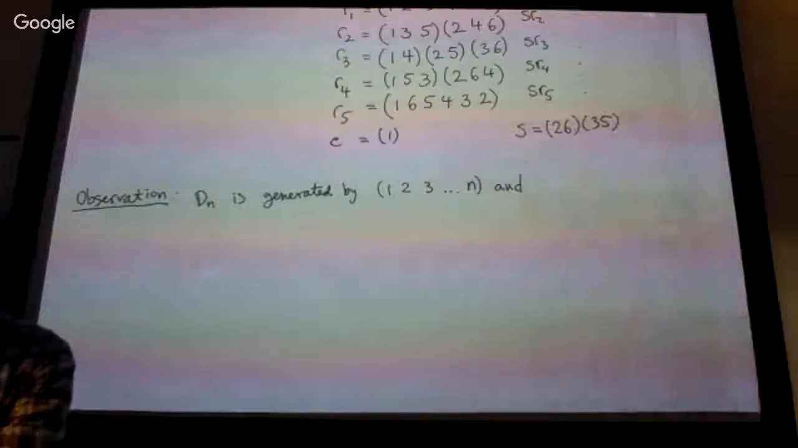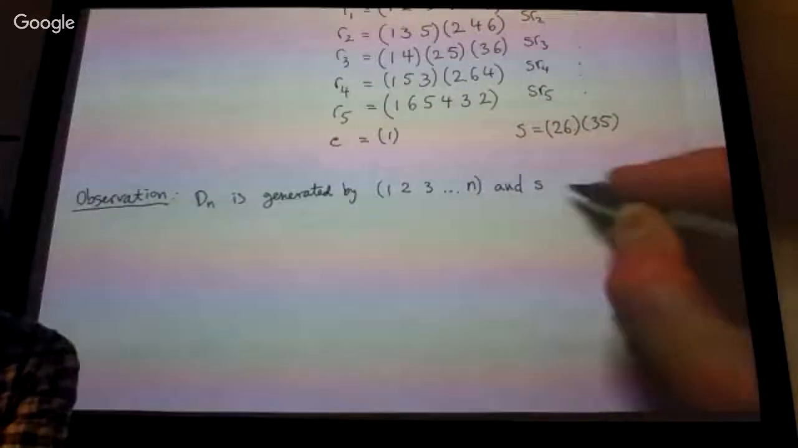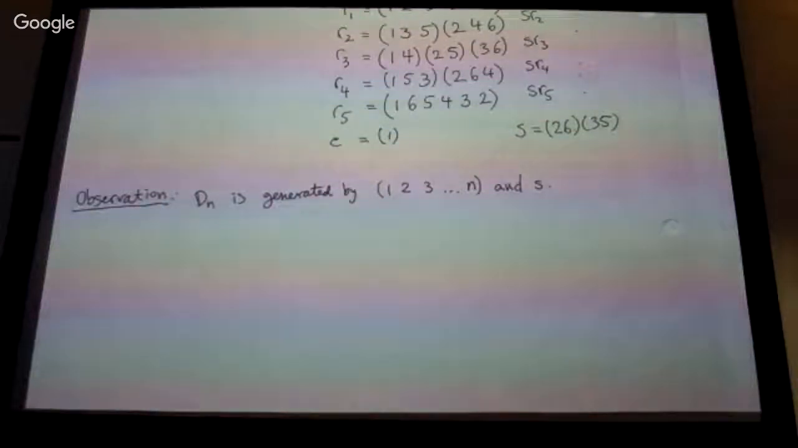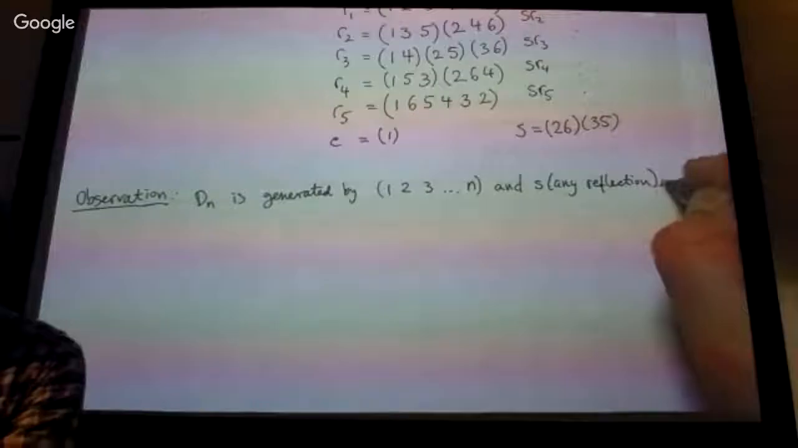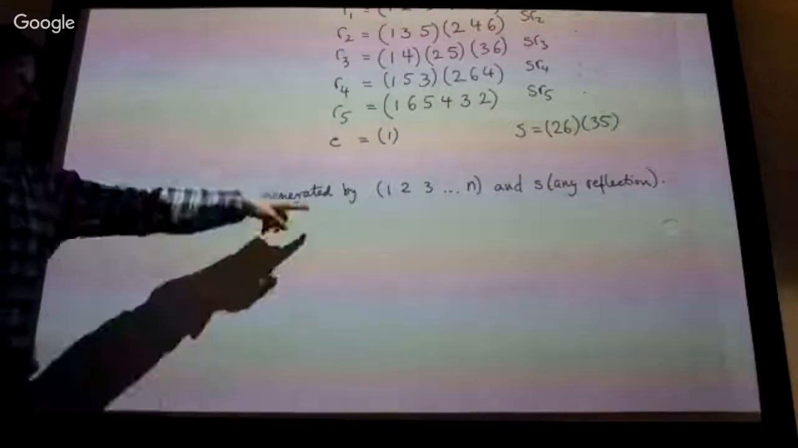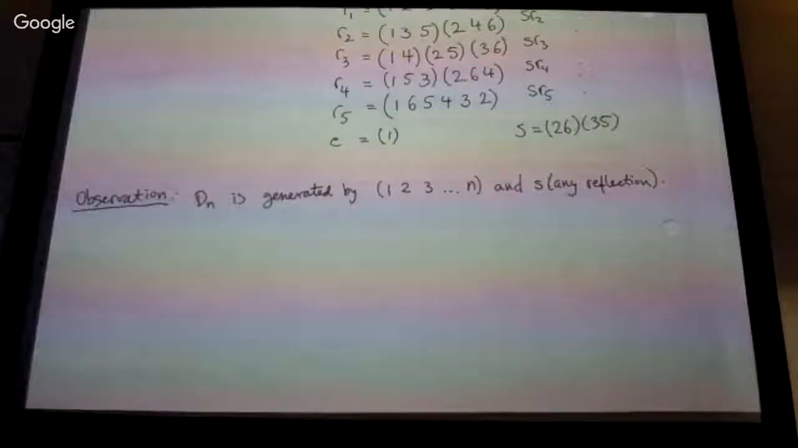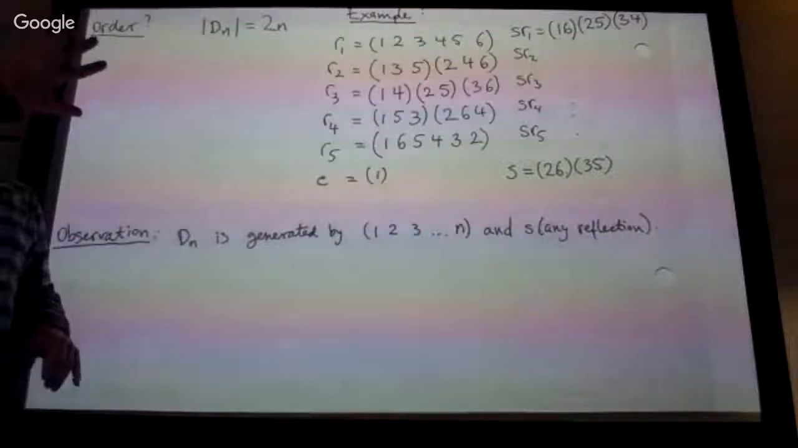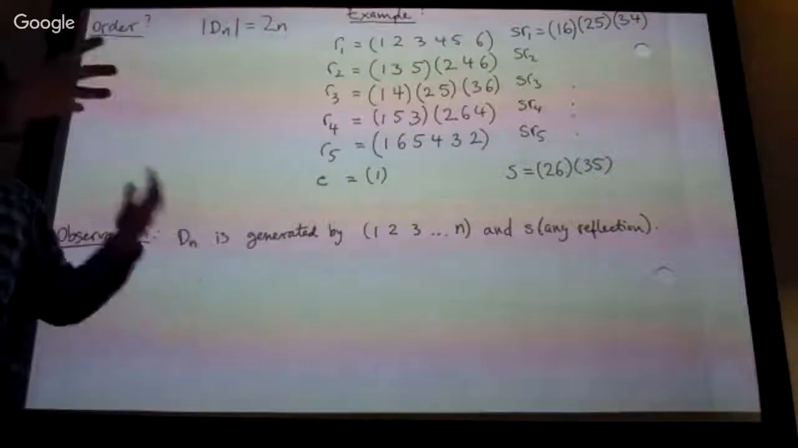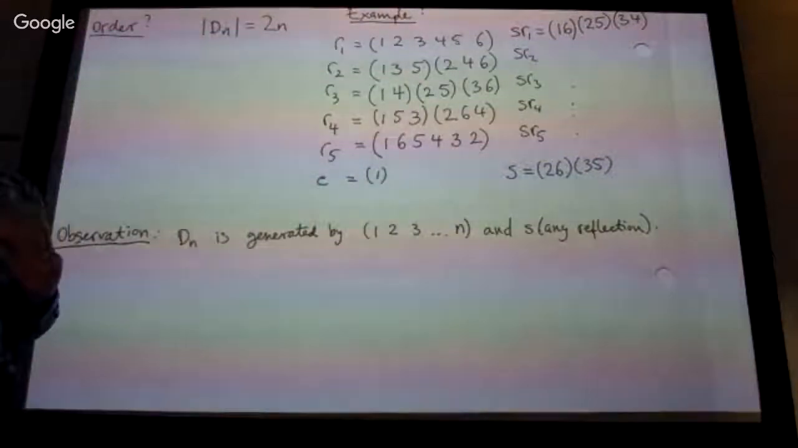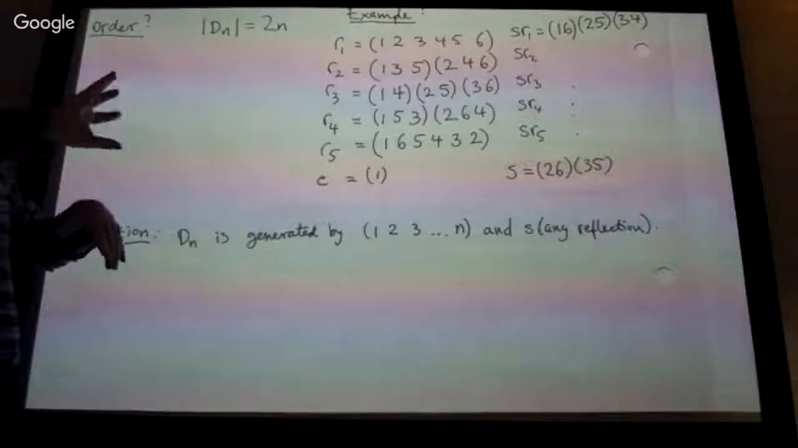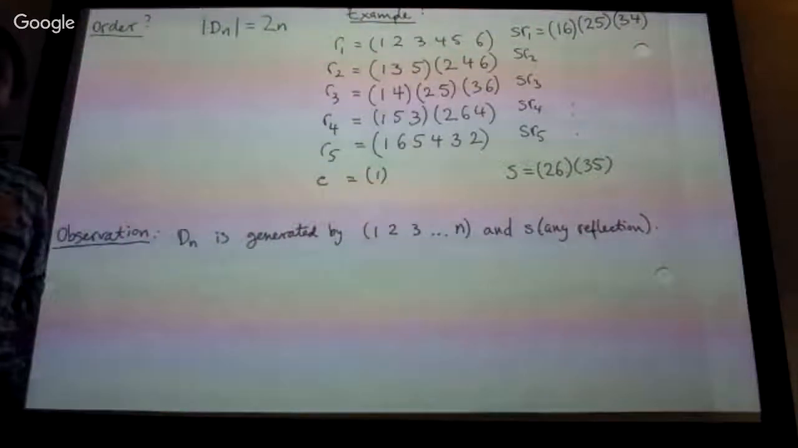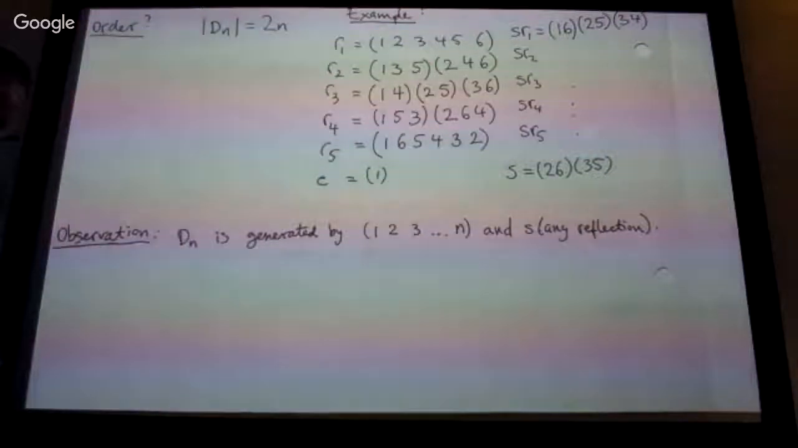And S, which is, well, any reflection will do. Not any rotation, though. If you look at the hexagon and you do the rotation by 2, you can't get the rotation by 1. You get a subgroup: if you take the rotation by 2, you get a subgroup of half the size of the whole group.